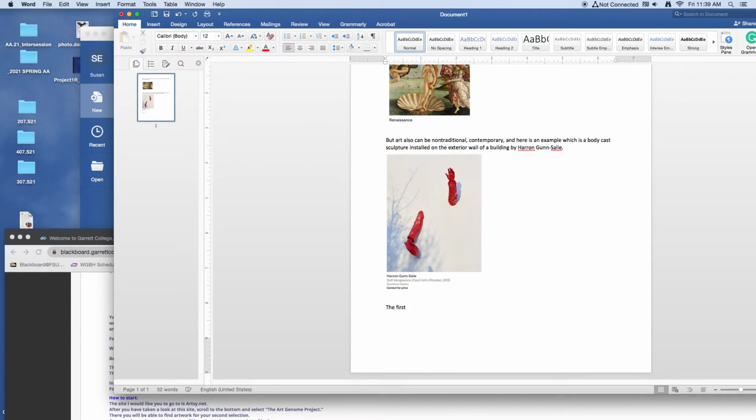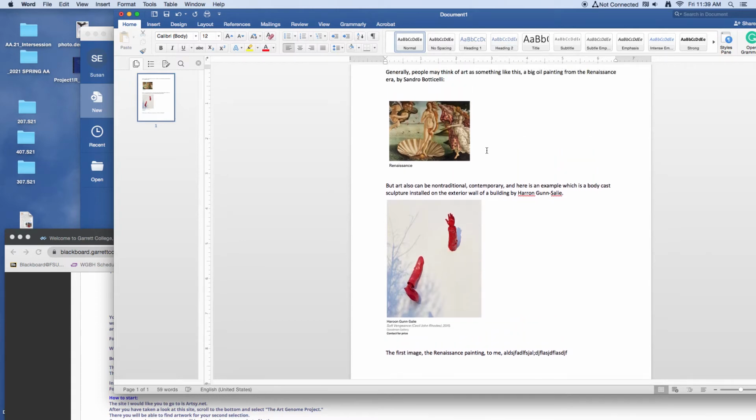The first image, the Renaissance painting, right? To me, it's interesting really what your response would be. Wow. I mean, this is huge. I know it's an extremely huge painting, so I think the scale is interesting. And also this ideal feminine kind of idealized human form, the colors and the form, the shapes. Look at the shape of this shell, the contrast.